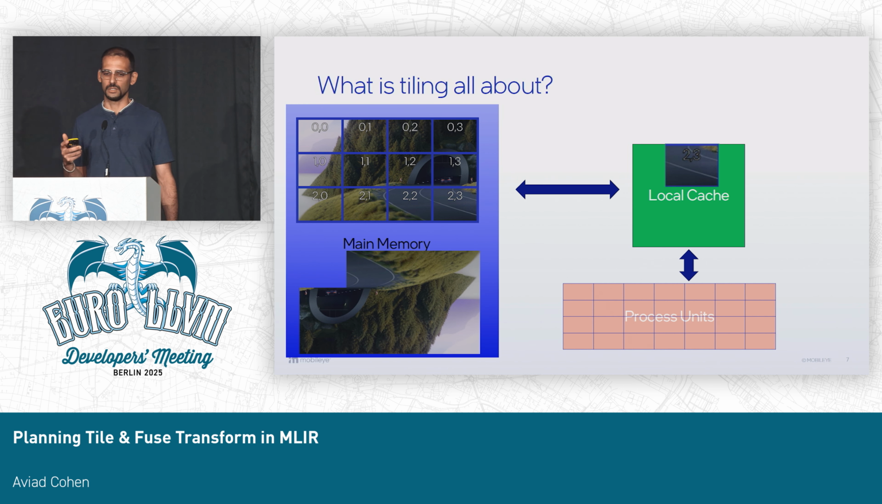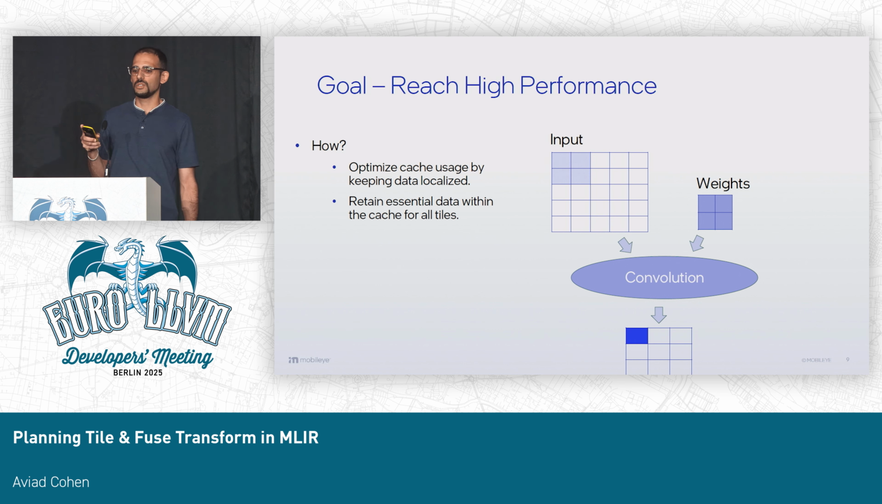So as I said before, we must reach high performance and preserve the cache locality. So I would like to show you an example of an operation called convolution. The convolution gets an input, which is big, and a relatively smaller input called weights. The key part to understand is that for each output tile, we must use the weights for all the input tiles. So we must preserve the weights in the cache if we want to avoid bringing them back every time.